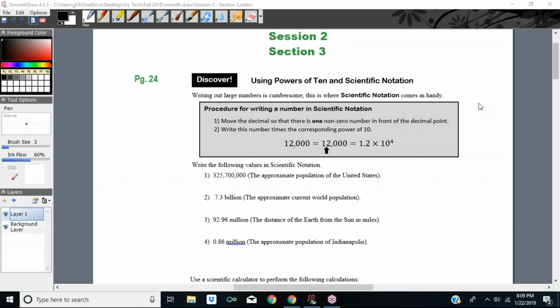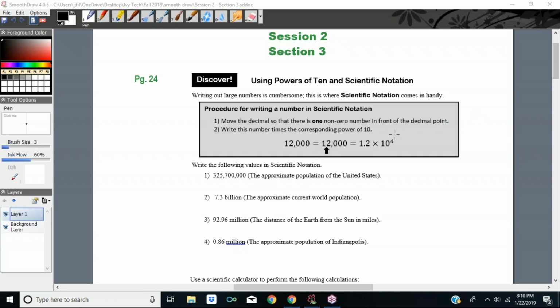So it says here, writing out large numbers is cumbersome. This is where scientific notation comes in. And here's the procedure for writing a number in scientific notation. It says move the decimal so that there is one non-zero number in front of, or to the left of, the decimal. And then it says write this number times the corresponding power of 10.